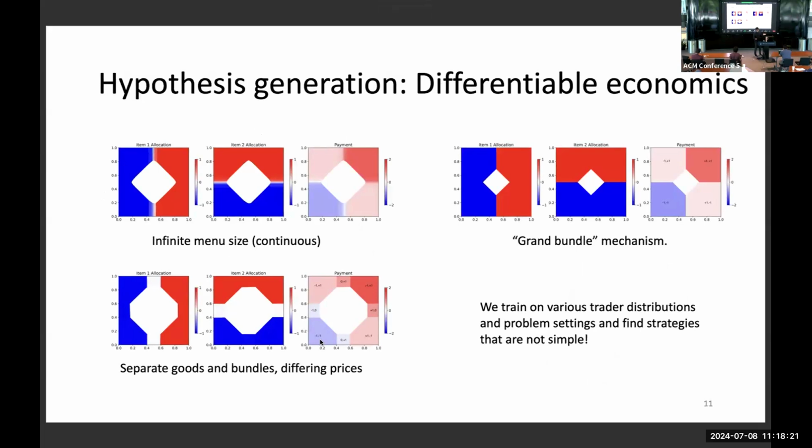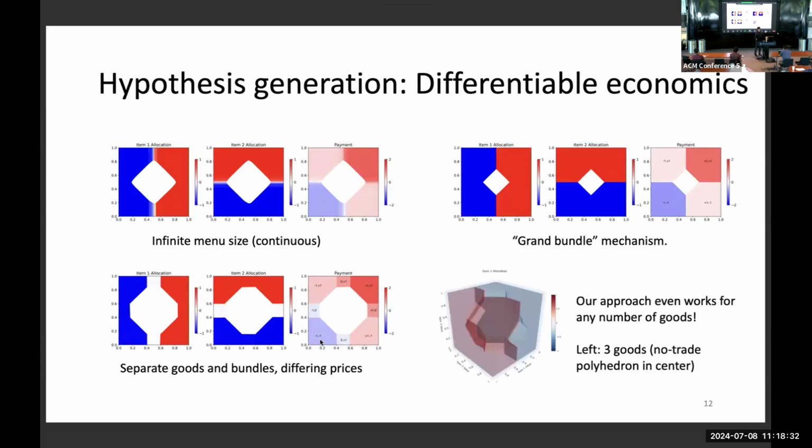And these are some examples that show interesting behavior for the conjectured optimal market-making strategy in different settings. And we can go beyond 3 items. This is an example of the mechanism conjectured for 3 goods plus a numeraire.